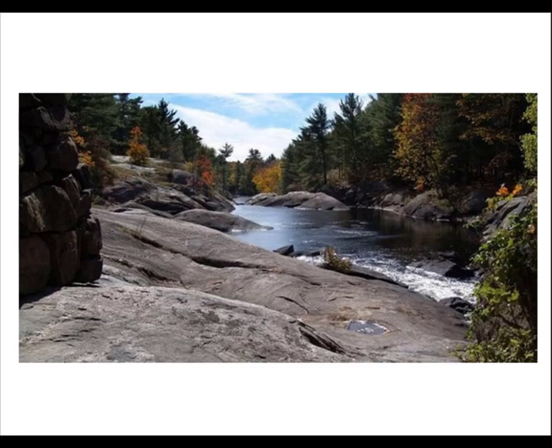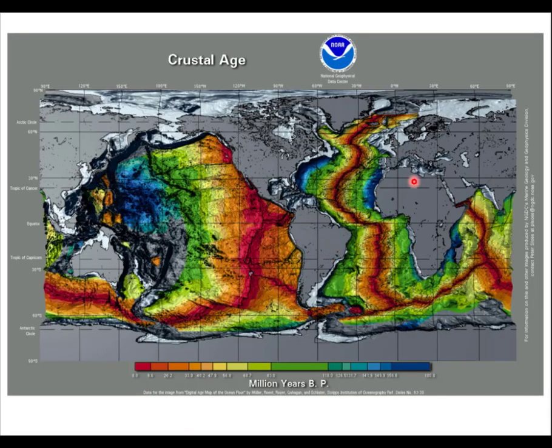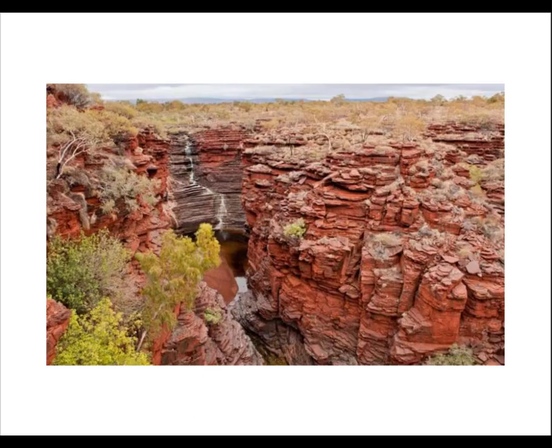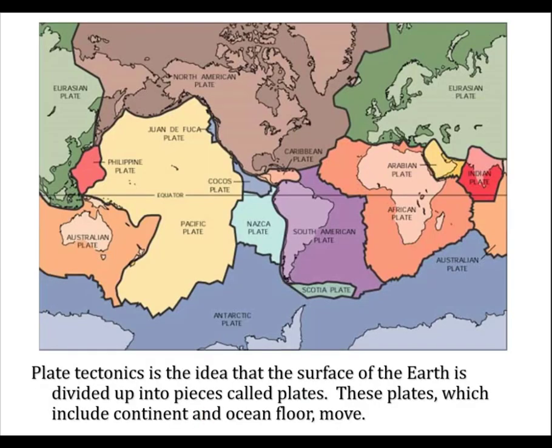Another place to find really old rock is down here in Australia. Down in here we find these banded iron formations that are evidence of early life in our oceans that are, you know, also on the order of 3 billion years old or so. But the rock on the seafloor is pretty young, but the youngest of it is along those mid-ocean ridges.